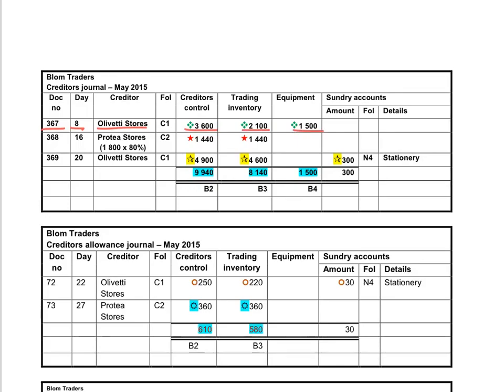You only receive one source document, so this whole entry must be one line item on the creditors journal. You will show the total amount that you owe the creditor, and then in the other columns you will make the split to indicate that this total amount includes various items like inventory and equipment.